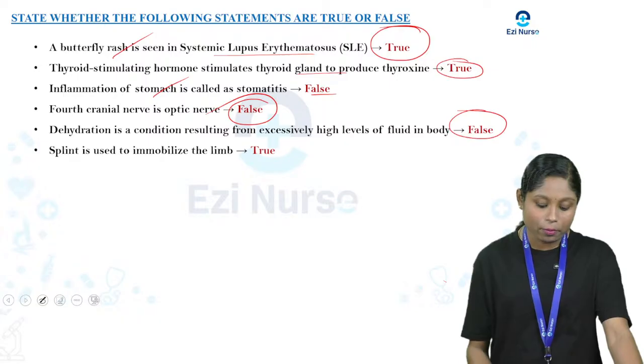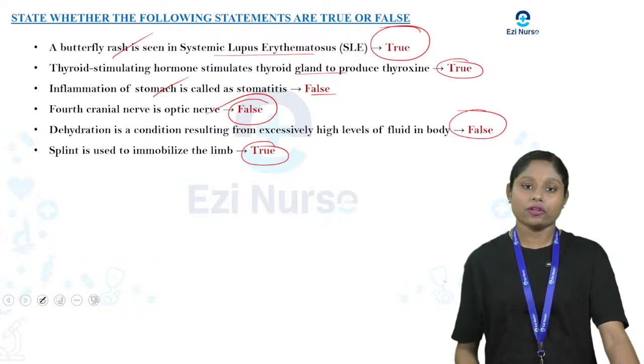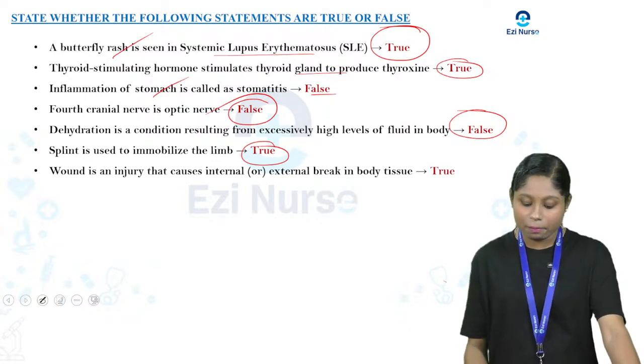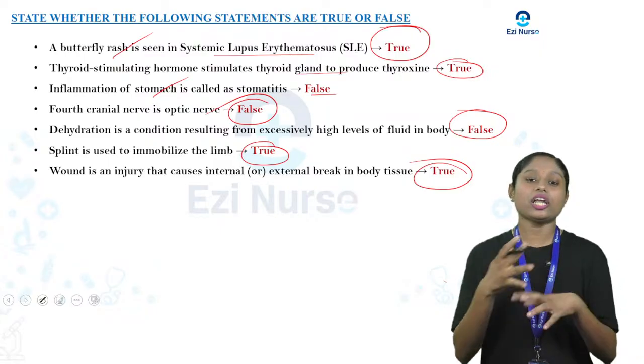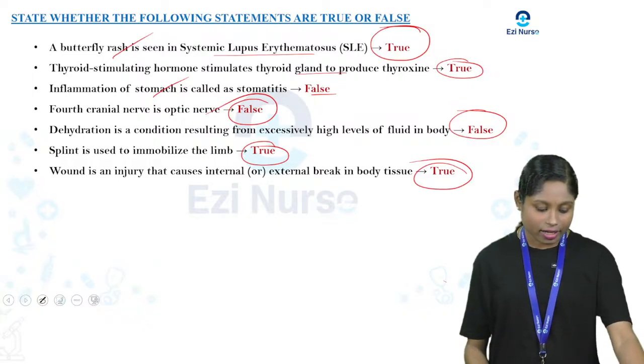Splint is used to immobilize a limb. It is true. To immobilize a limb, we will use a splint. Wound is an injury that causes internal or external break in the body tissue. Yes, a wound will cause an internal or external break in the body or skin. So that is a correct statement.